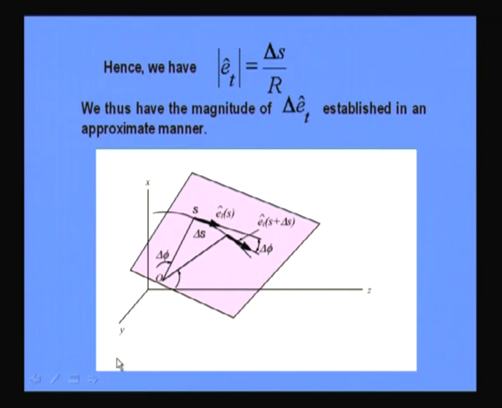Hence, we have magnitude of delta ET equal to delta S by R. We thus have the magnitude of delta ET established in an approximate manner. This is delta ET equal to delta S by R. Therefore, in an approximate manner, delta ET is nothing but delta S divided by R.